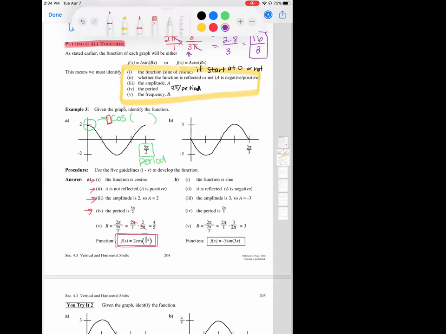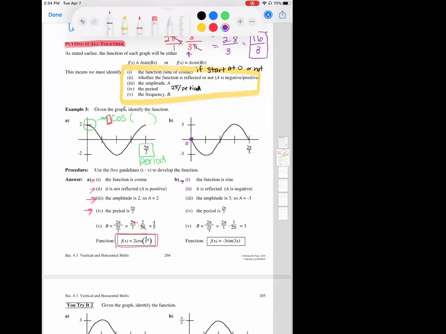All right, let's continue with part B of example 3. So our first rule that we have listed above, highlighted in yellow, is a function sine or cosine. Basically, does it start at 0 or not? So here we see that, yeah, it does start at 0. So I have a sine function. So our first answer is the function is sine.